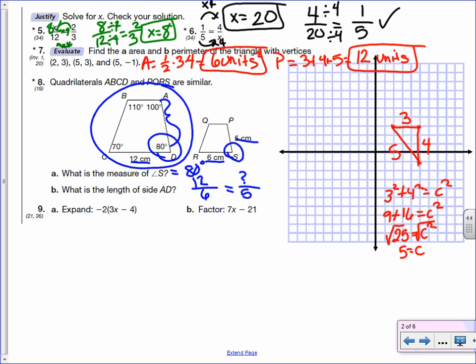So 12 times 5 is 60. That's the diagonal. And then divided by 6 is 10 centimeters. So this should be 10 centimeters. Another way to do it is to say that 12 divided by 6 is 2. So whatever the number is, divided by 5 also has to be 2. And 10 divided by 5 gives me 2.